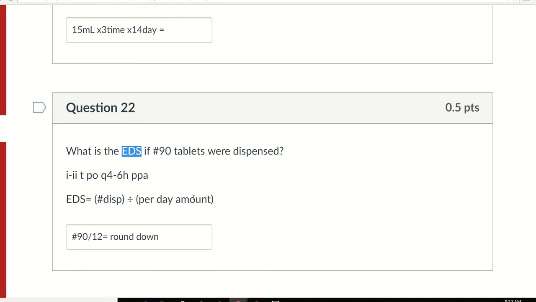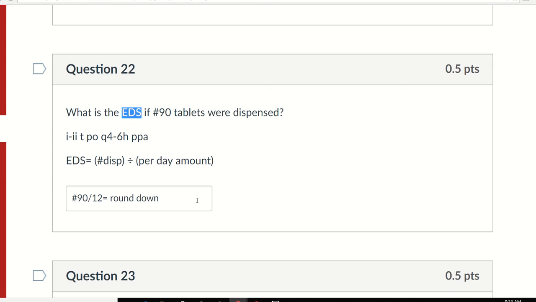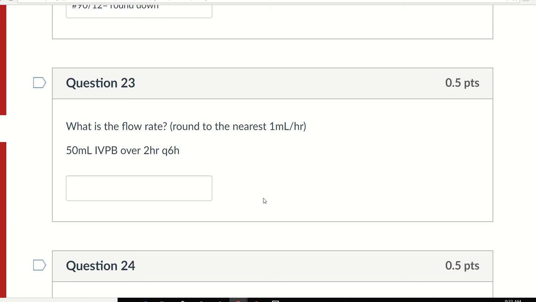Estimated days supply. How long will this drug last? When do we expect them to return for a refill? We covered this in week 1, so review those videos that were recorded in class. This should be a review. EDS should be a review from week 1, so go back and watch those videos. So just enter 7 for number 22.